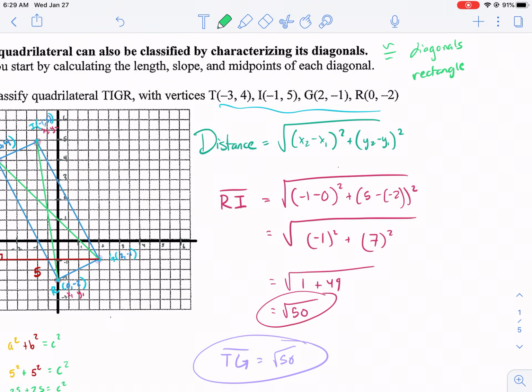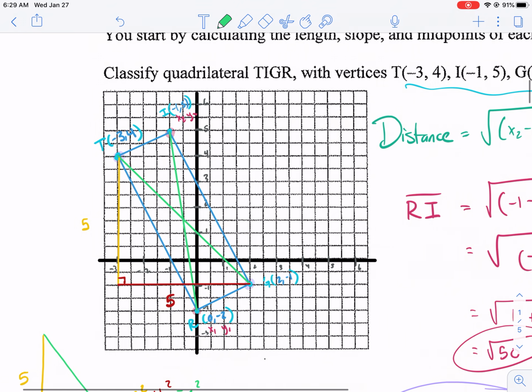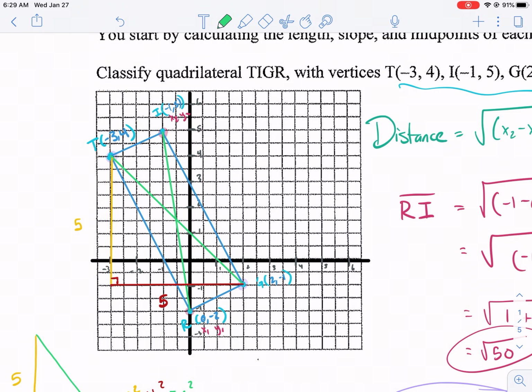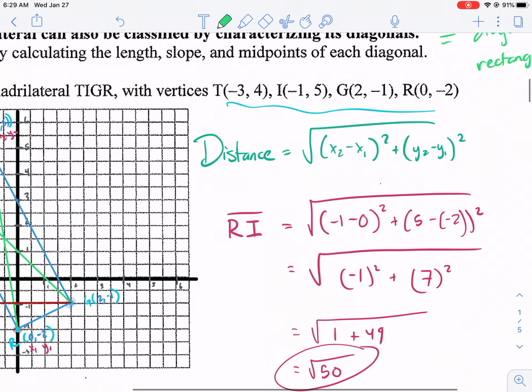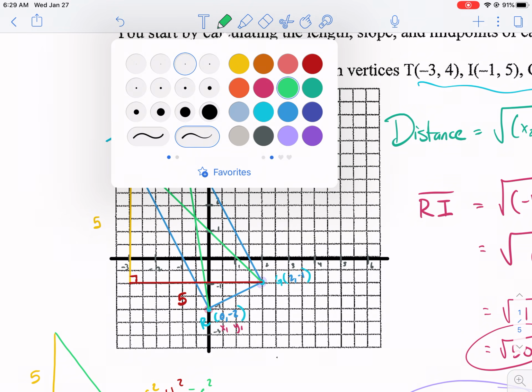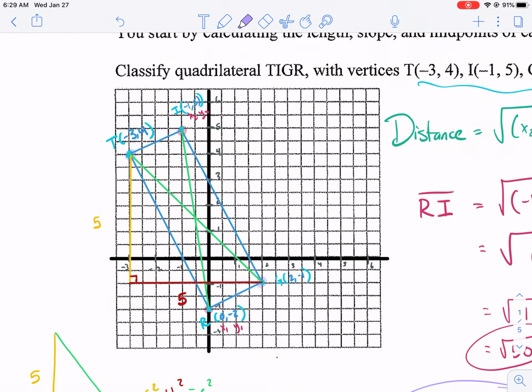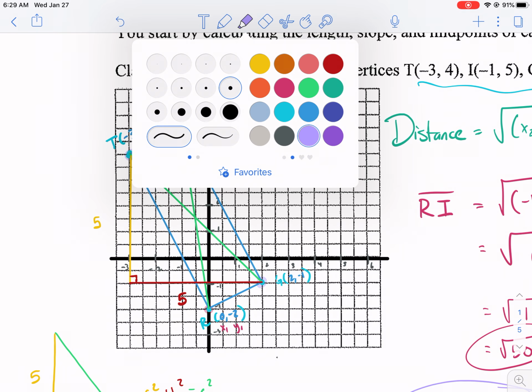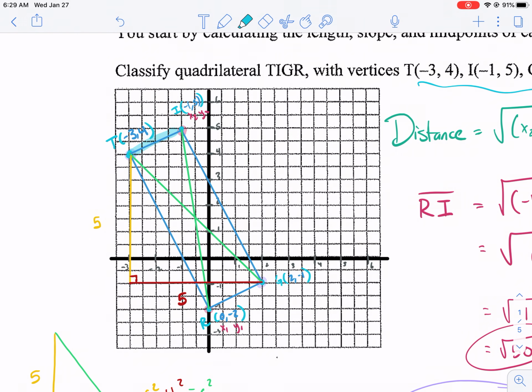Okay, rectangles have congruent diagonals. Isosceles trapezoids have congruent diagonals too, but this is definitely not a trapezoid. Okay, how do I know it's not a trapezoid though? You might ask. Well, you can find that out real quick by doing slope. So slope is rise over run. So what I'm going to do right here is find the slope of opposite sides. So this side and this side I'm going to find the slope of.